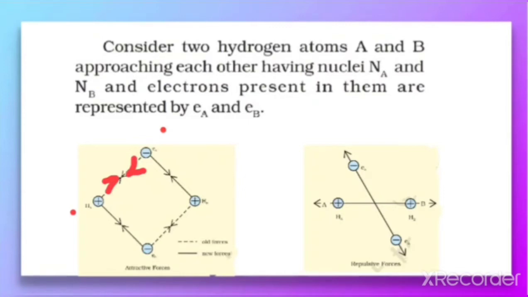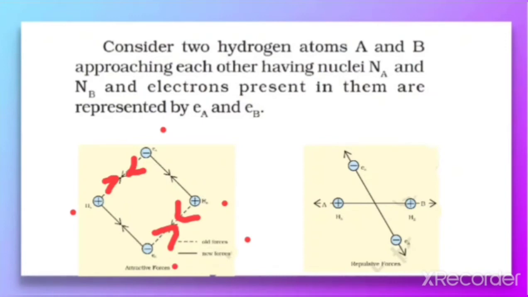Similarly, in the case of hydrogen atom B, its nucleus attracts its electron, Eb, which is represented by this arrow. This is called the old force, represented in dotted lines. The old force is the already existing attractive force between the electron and the nucleus of an atom.